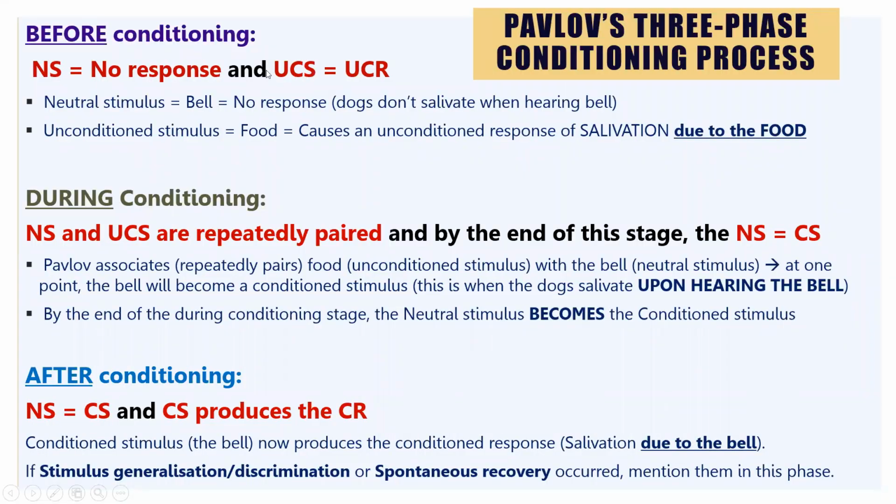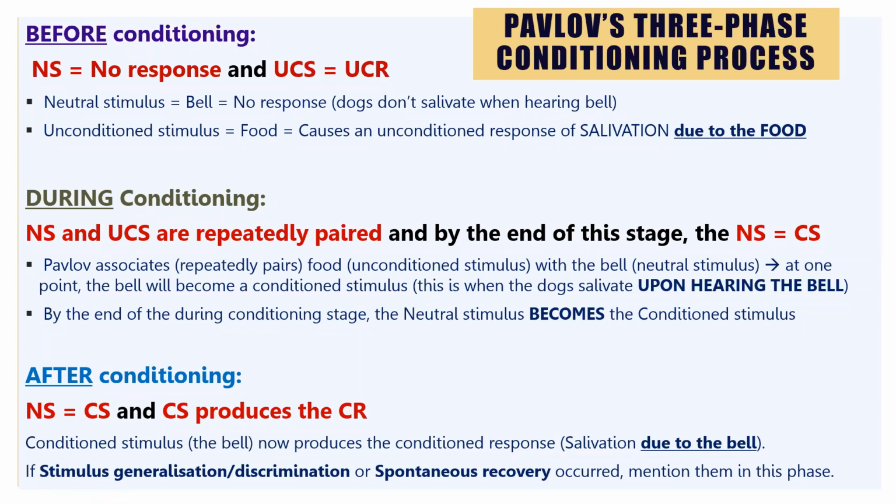So obviously, if you know the elements of classical conditioning, you should be able to understand how the three-phase conditioning process works. Three-phase means that there are three phases. The first phase is before conditioning. The second phase is during conditioning. And the third phase is after conditioning. So if we apply this to Pavlov's dog experiment, in the first phase, the neutral stimulus, which was the bell, obviously produced no response. This was before the conditioning process took place. And the unconditioned stimulus, which was the food, produced an unconditioned response, which was the salivation due to the food. That was before any learning or any conditioning process was attempted by Pavlov.